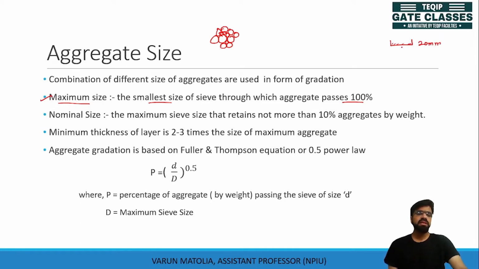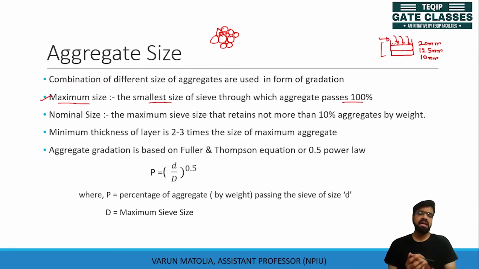This sieve is placed over a sieve of 12.5 mm, and this sieve is placed over another sieve of 10 mm. Aggregates are poured on the 20 mm sieve, sieving is done. Then if we check, all the aggregates have passed through your 20 mm sieve.